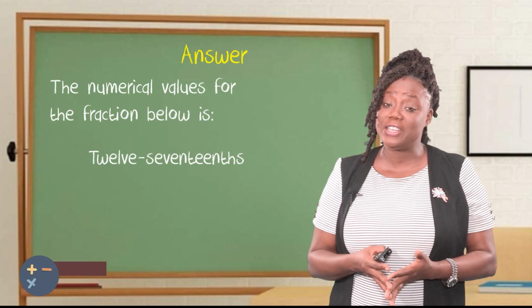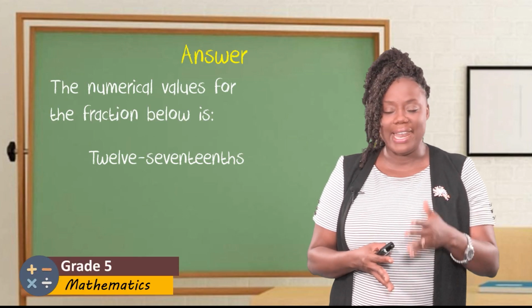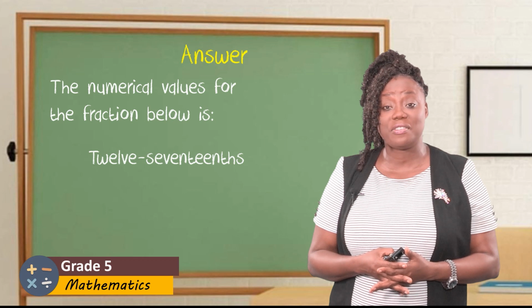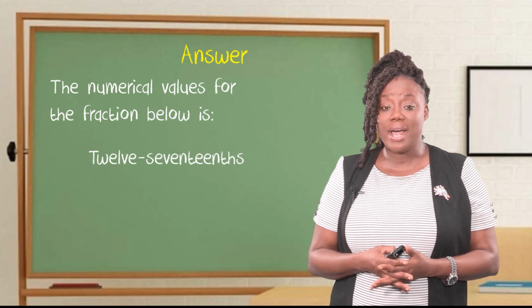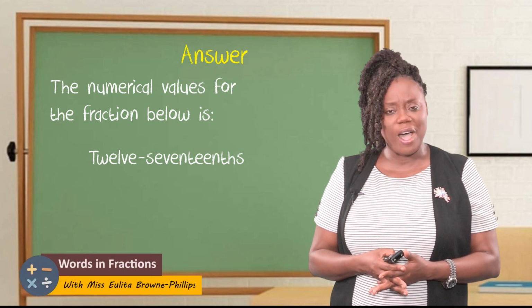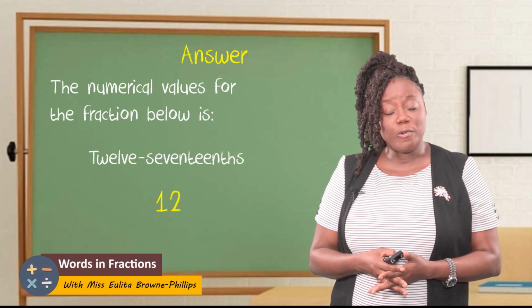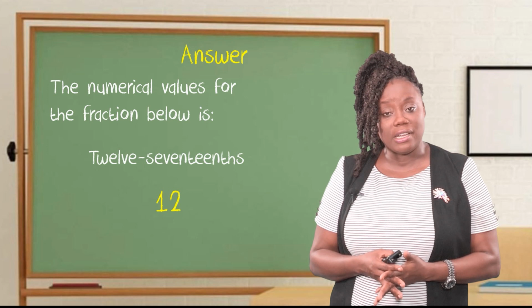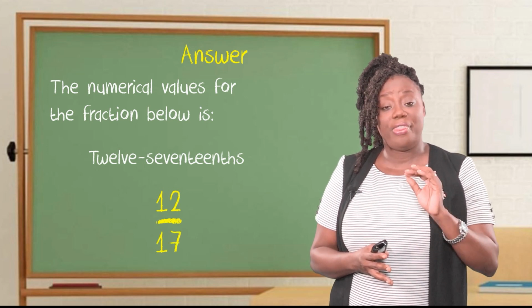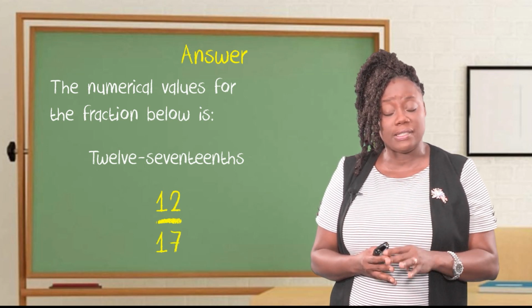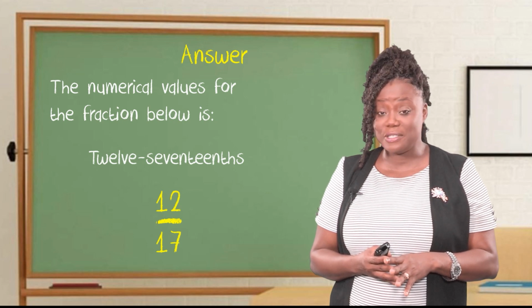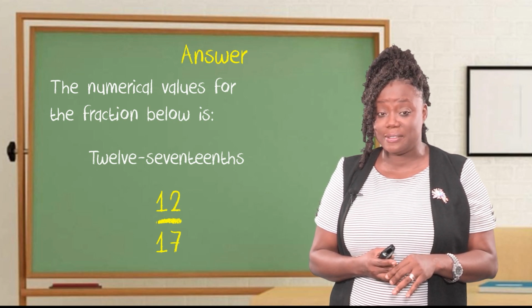You should be finished by now. Let's see if what you have is correct. Twelve-seventeenths. How did you write twelve-seventeenths? Did you write 12, draw a line, then 17 at the bottom? That's absolutely correct if you did.